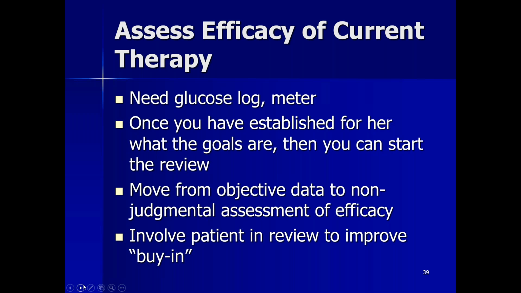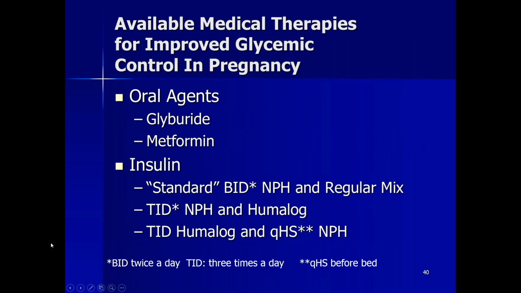And essentially what I tell patients is, I want truth. I'm not going to judge you as to whether it's a good job or a bad job. I just want to know what the truth is so I can help you get to where you need to be. Let her know that you're not going to be judgmental about what she's been able to achieve. Once you get those goals established, then you can sit down and start the review, because you really need to move from that objective data that she's giving you to a non-judgmental assessment of how well she's doing. If you do this in a non-judgmental fashion, you are going to be able to involve her in the buy-in that you're going to need to get any improvements that she needs to make.